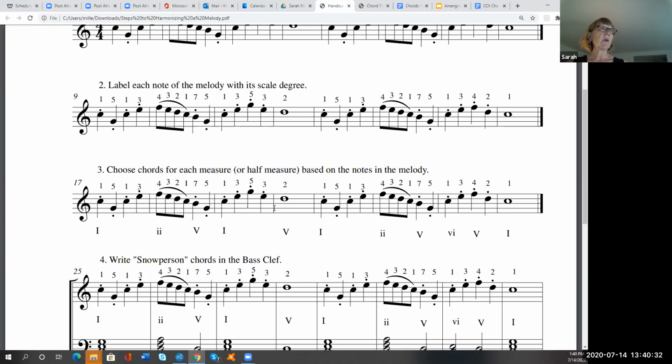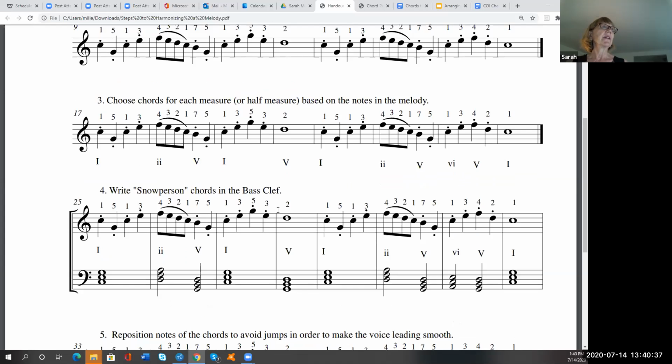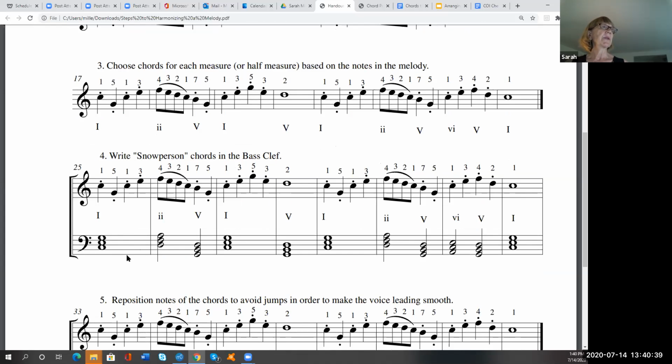I could have harmonized the whole thing with 1 and 5, but this is more interesting. So the next thing I do then is put in what we call snow person chords, so you can think about them. So that's root position chords, and they would sound very jagged, isn't it? So then, did everyone get that?